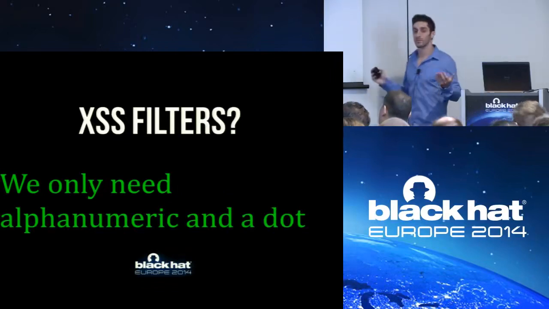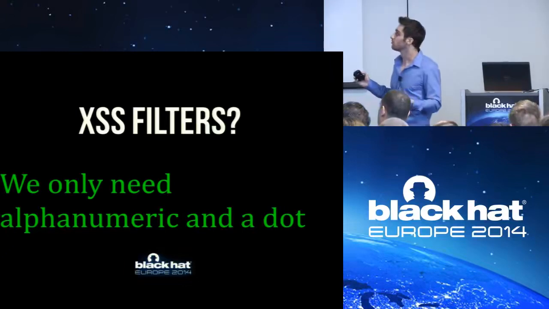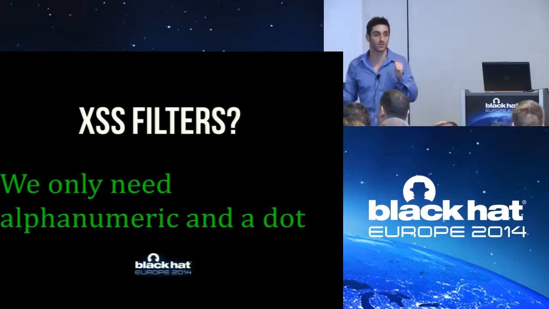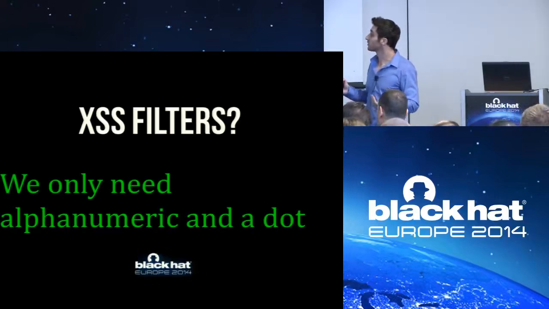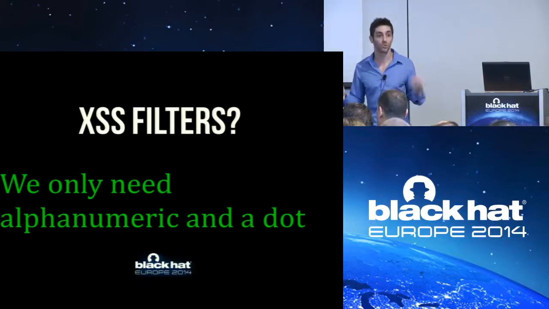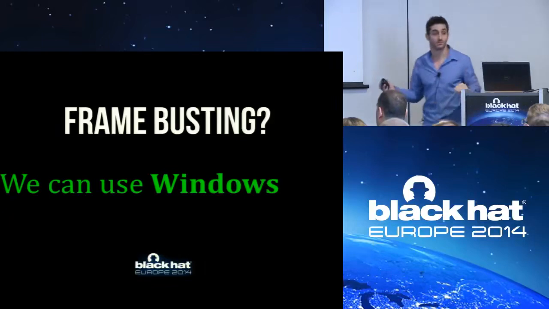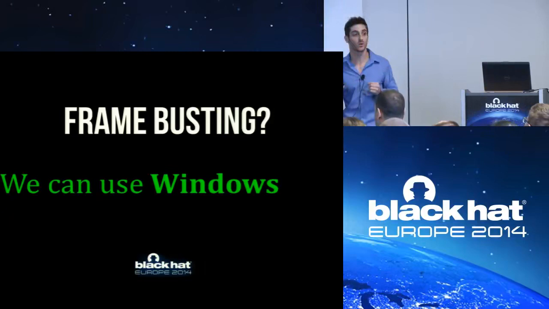What about cross-site scripting filters? Well, cross-site scripting filters won't detect this attack because we only use alphanumeric characters. We don't care about the parameters. We just care about the function that we are going to execute, like clicks. So since we use only alphanumeric characters and a dot, cross-site scripting filters won't protect against this attack. What about frame busting, like JavaScript frame busting or even X-Frame-Options? If we use windows, like I explained, this is not going to block us either.